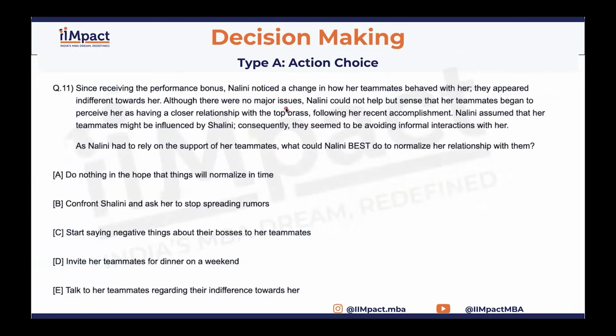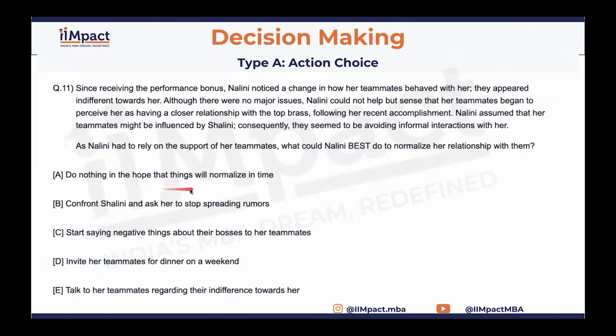So if we go through examples from previous years' XAT questions, this is an action choice question, because look at the question statement. These four lines are not your main passage, but additional information for this particular question. The main passage I have not included here in this slide. So look at the question statement. As Nalini had to rely on the support of her teammates, what could Nalini best do to normalize her relationship with them? So what you are being asked is, what is the best action given all of this information?